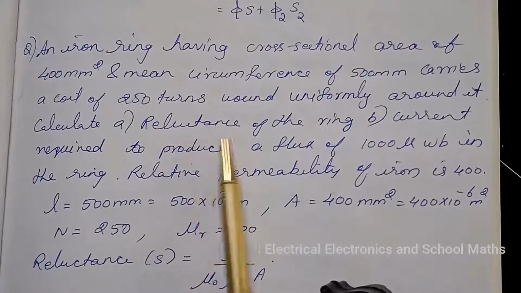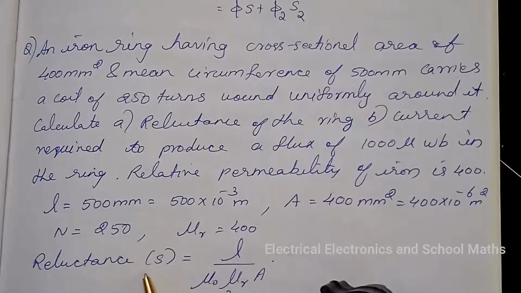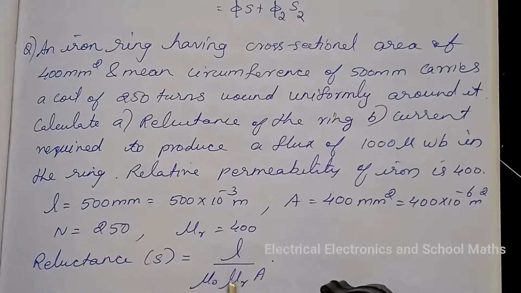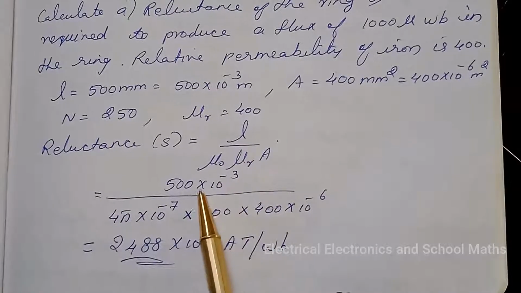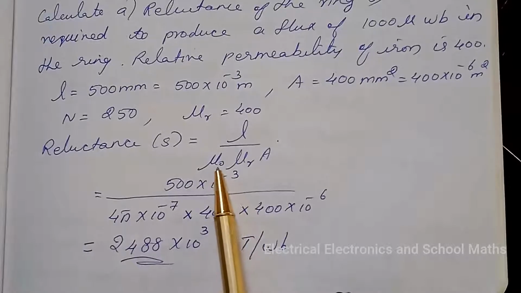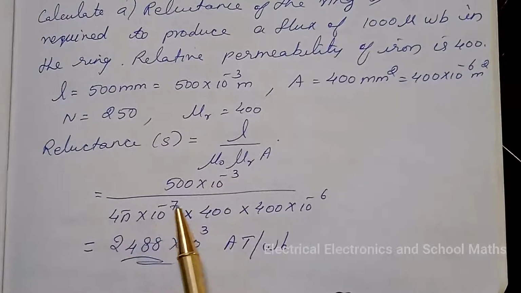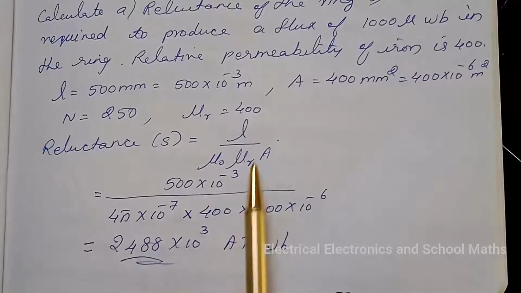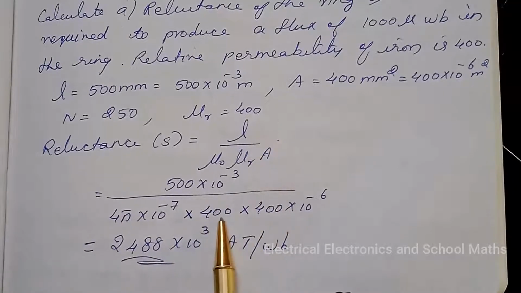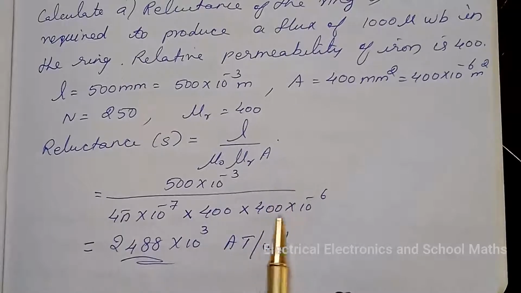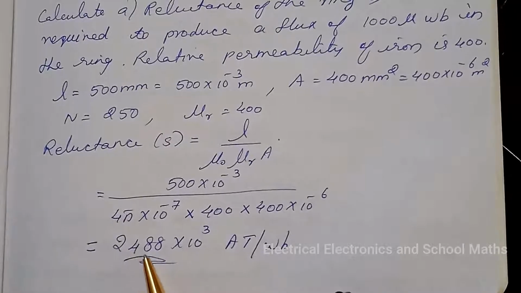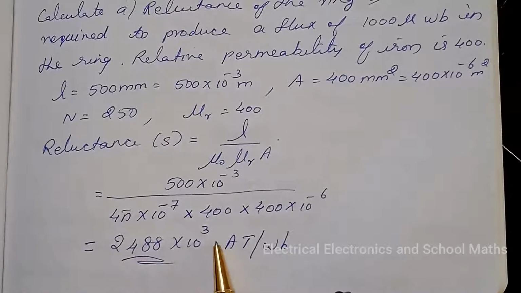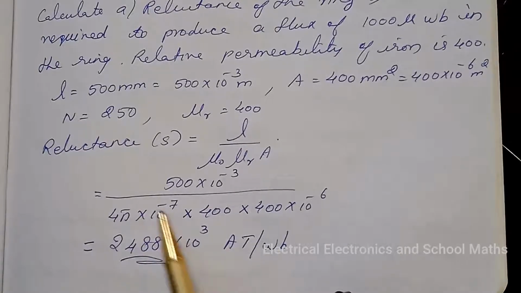The first question is to find the reluctance of the ring, and we know the reluctance S is equal to L by mu 0 mu r into A. Here all the data are given. L is 500 into 10 raised to minus 3 and mu 0 we know 4 pi into 10 raised to minus 7 Henry per meter, and here mu r of iron is given as 400. Area is 400 into 10 raised to minus 6, and by solving this we get 2488 into 10 raised to 3 ampere turns per Weber as the reluctance.